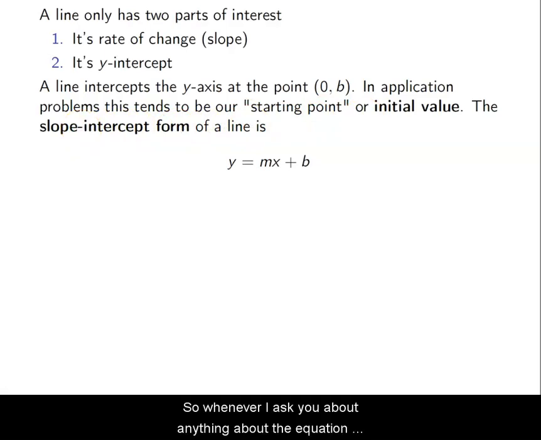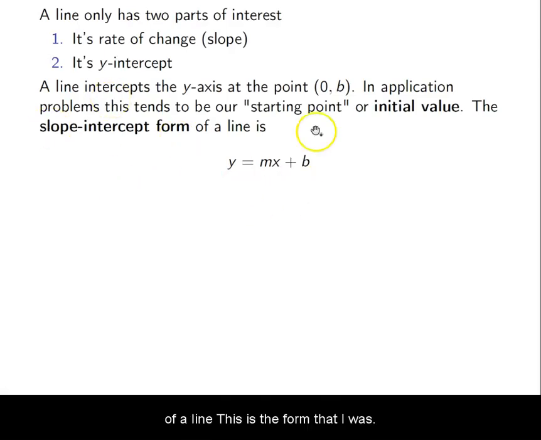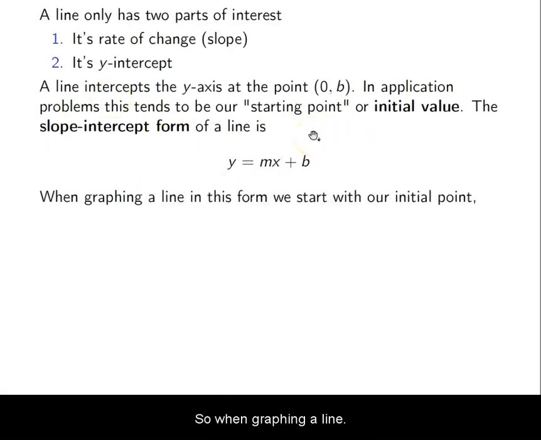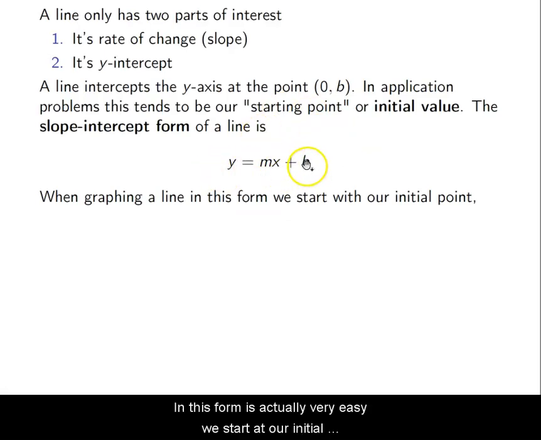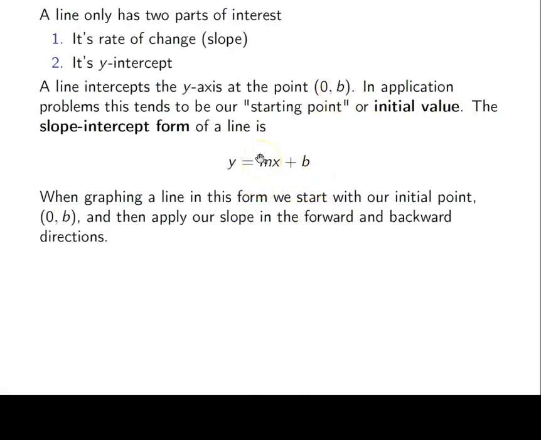Right? So whenever I ask you about anything about the equation of a line, this is the form that I want. When graphing a line in this form, it's actually very easy. We start at our initial point, our initial value, and then we apply our slope, okay? So we apply our slope first in the forward direction.